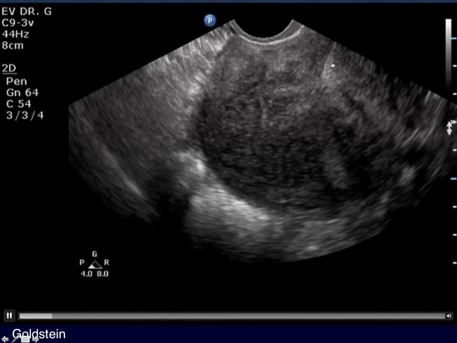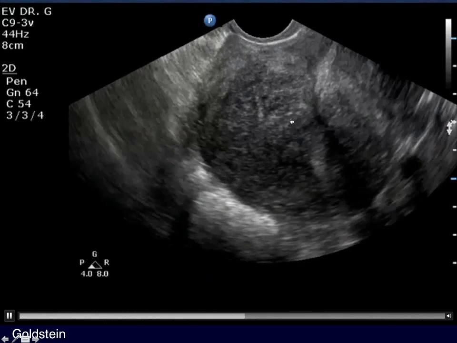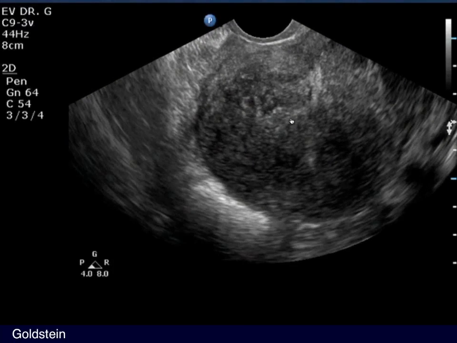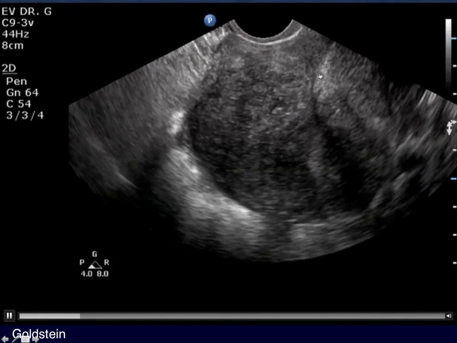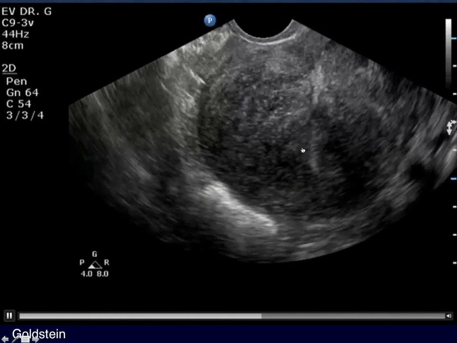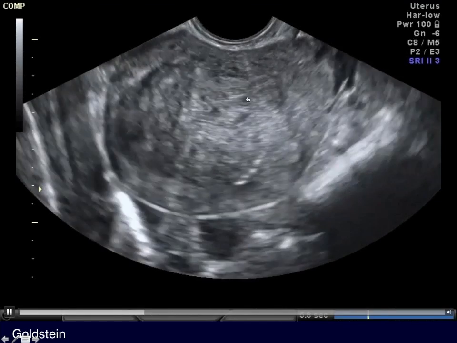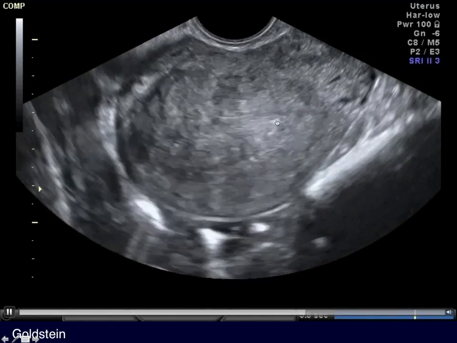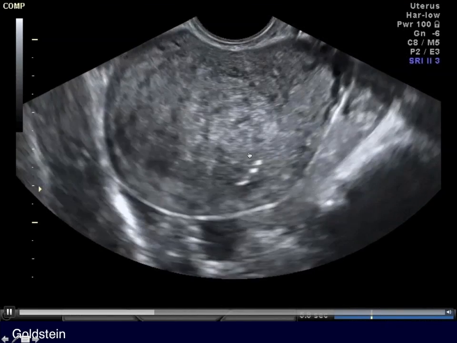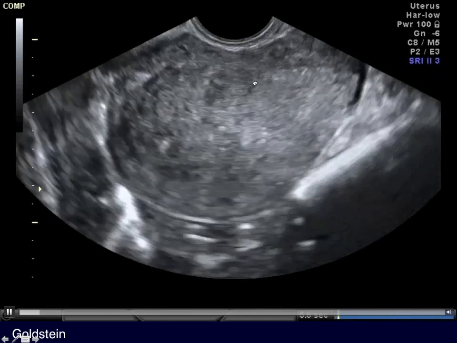If you see something like this, you must go to saline infusion sonohysterography. You should think of saline infusion as a subset of transvaginal ultrasound when you cannot adequately visualize the endometrial echo, or you see it well, but it's not thin enough to exclude pathology. And here's yet another example of a patient with adenomyosis. There's a hint of some endometrial echo posteriorly here, but nothing that I think you can be reliable to exclude pathology.